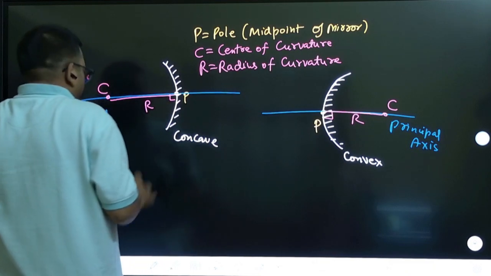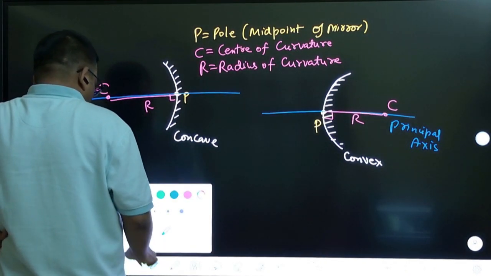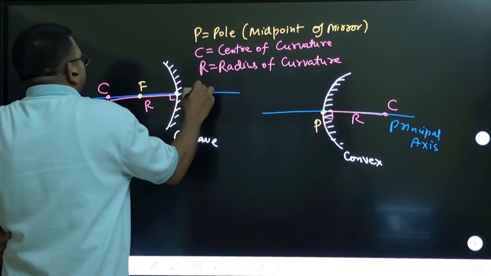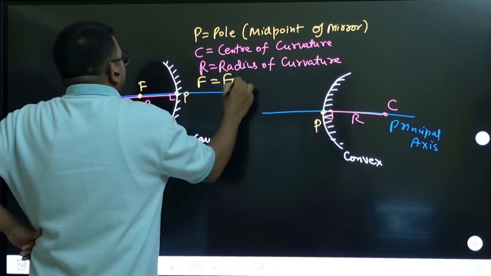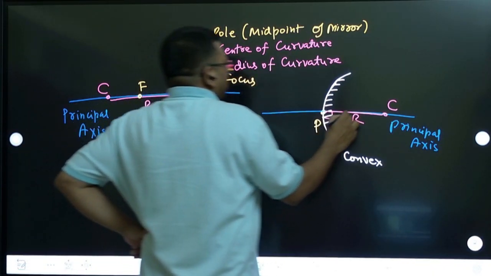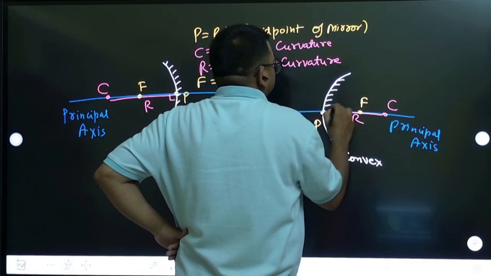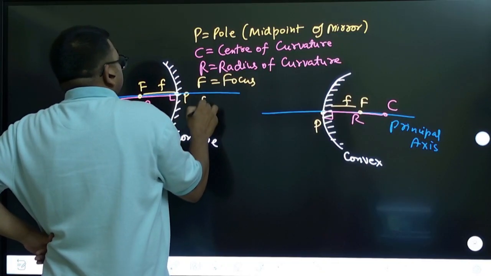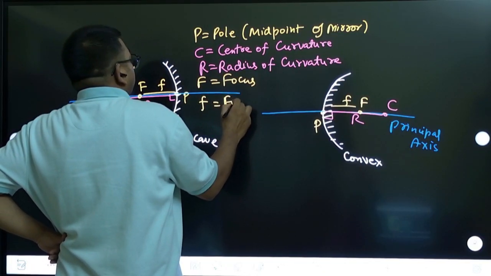Now we are considering only paraxial rays. So the focal point F is called the focus, this side and here also this side. This is the focal length. F is the focal length.